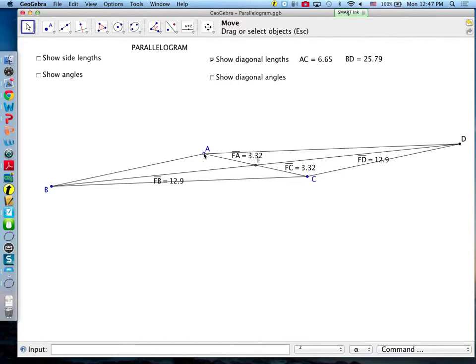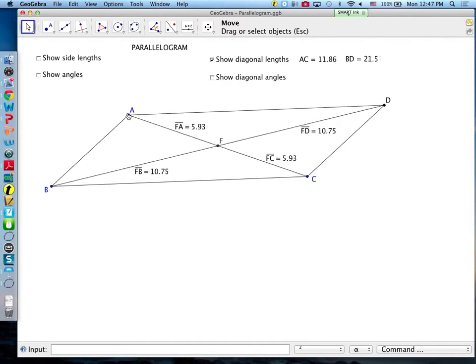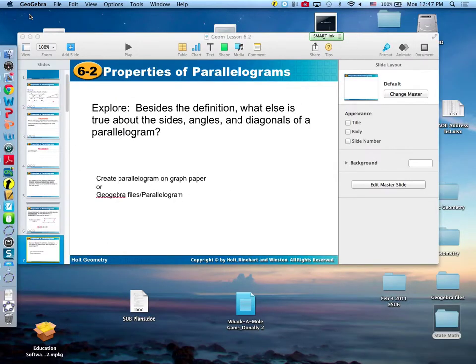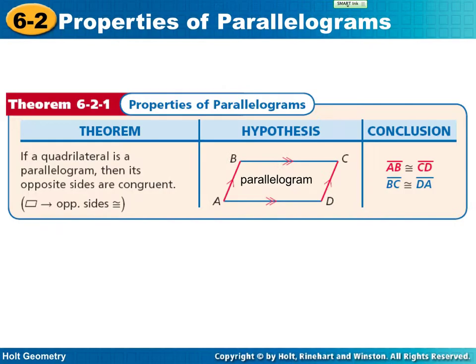All right, let's take a look at our theorems and see if we've discovered everything that we were supposed to. Let's take a look at your notes now. Okay, did we come up with the first one? If a quadrilateral is a parallelogram, then its opposite sides are congruent? I believe we did. Yes.